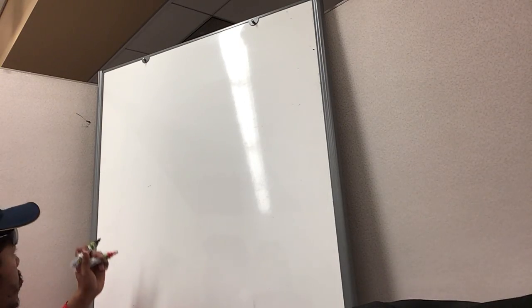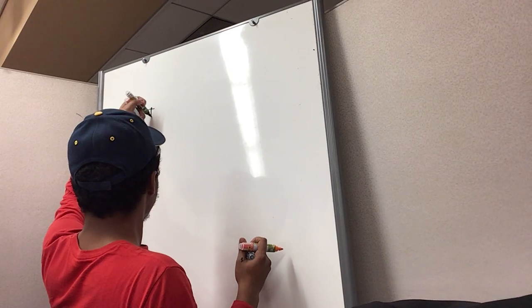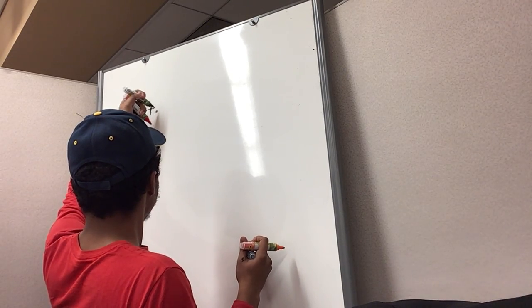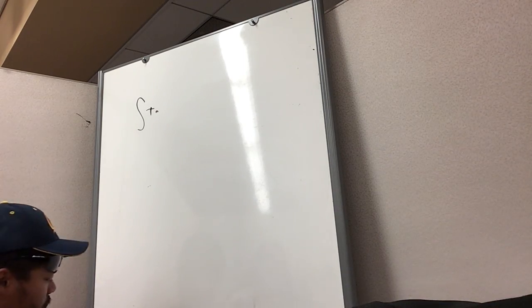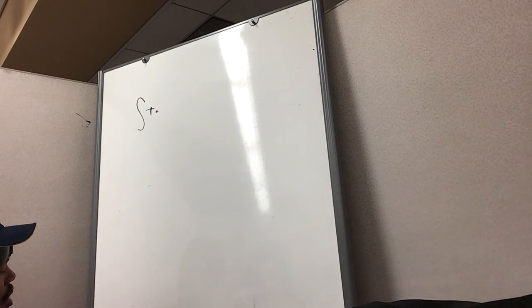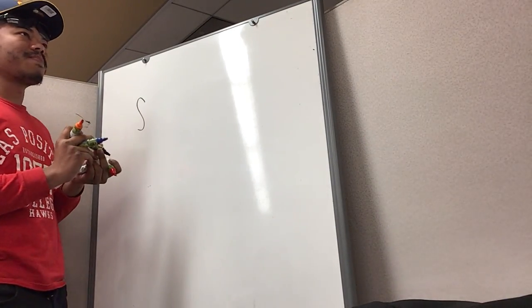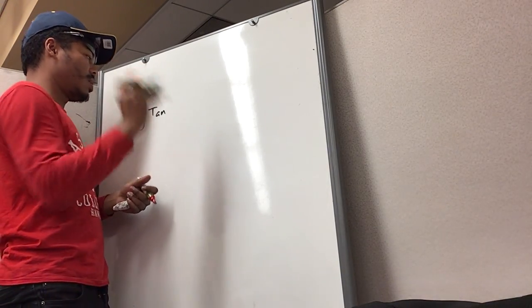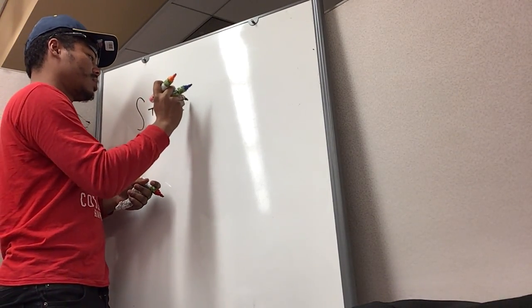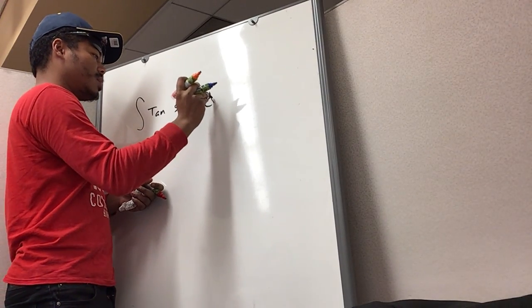Derivatives will be red, u subs will be blue. So we have the integral of tan x secant squared dx.